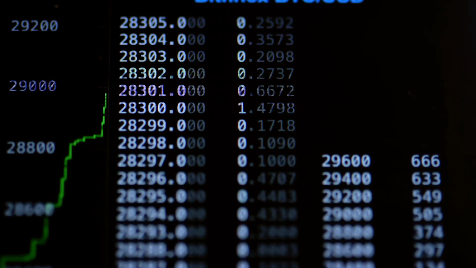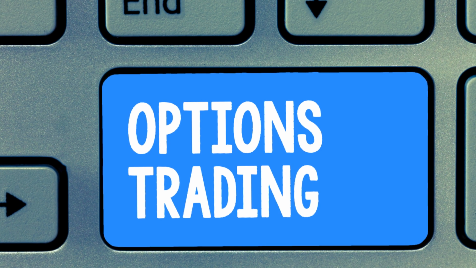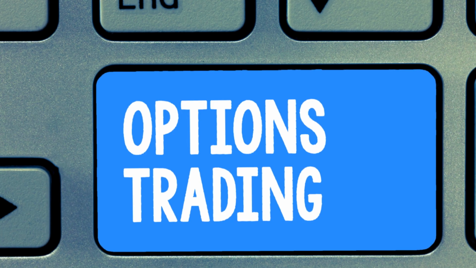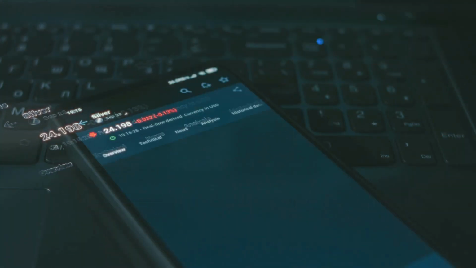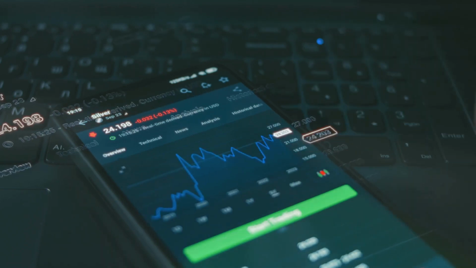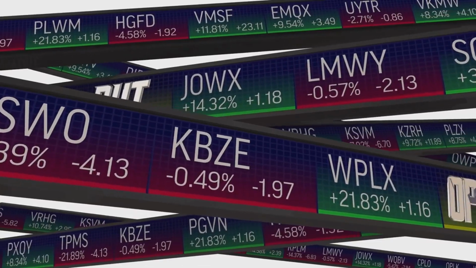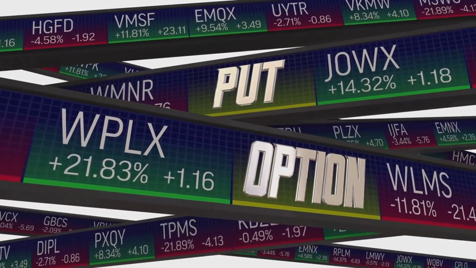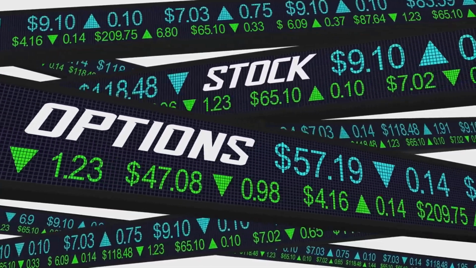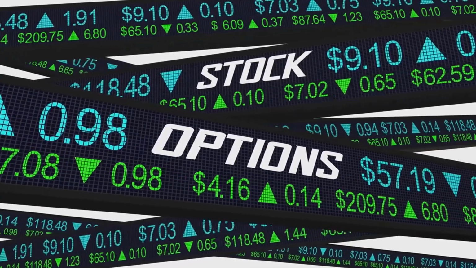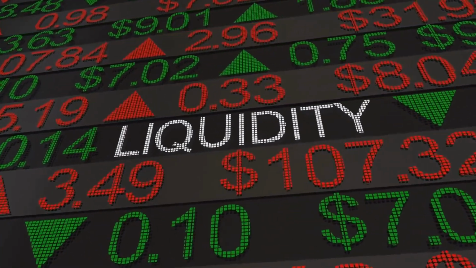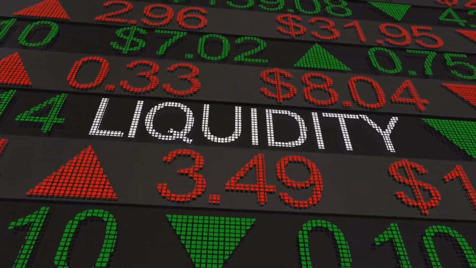Okay, let's talk about option chains. Think of an option chain as a menu of all the available options contracts for a particular underlying asset. It's organized by expiration date and strike price, making it easy to compare different options contracts side by side. One of the most important things to look at in an option chain is the open interest. This tells you the total number of outstanding options contracts for a particular strike price and expiration date. Higher open interest generally indicates greater liquidity, which means it's easier to buy or sell those contracts.